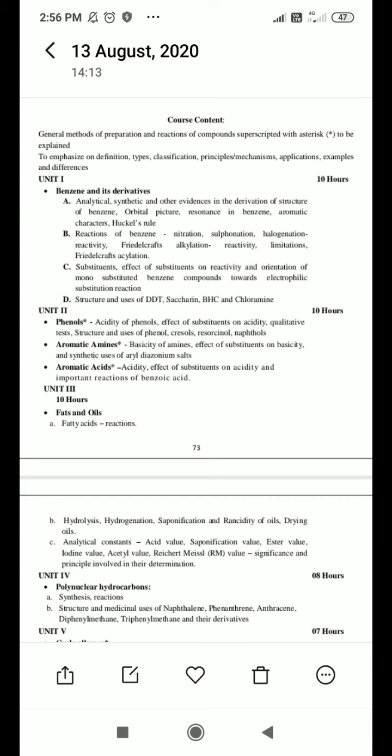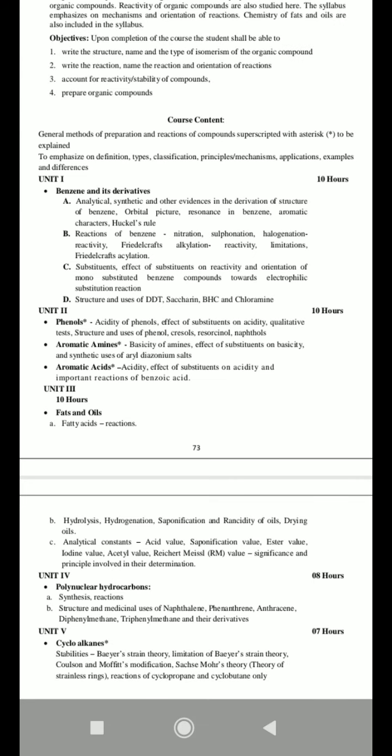In that we also have to study basicity of amines, effect of substituent on basicity, and synthesis and uses of aryl diazonium salts. Okay, there is a star mark on aromatic amines, which means we have to study preparation of aromatic amines and different reactions of aromatic amines.